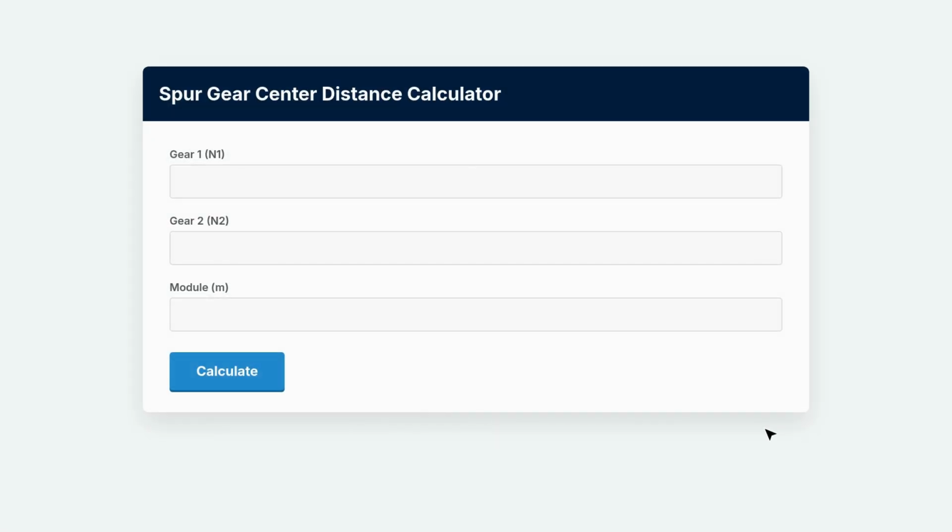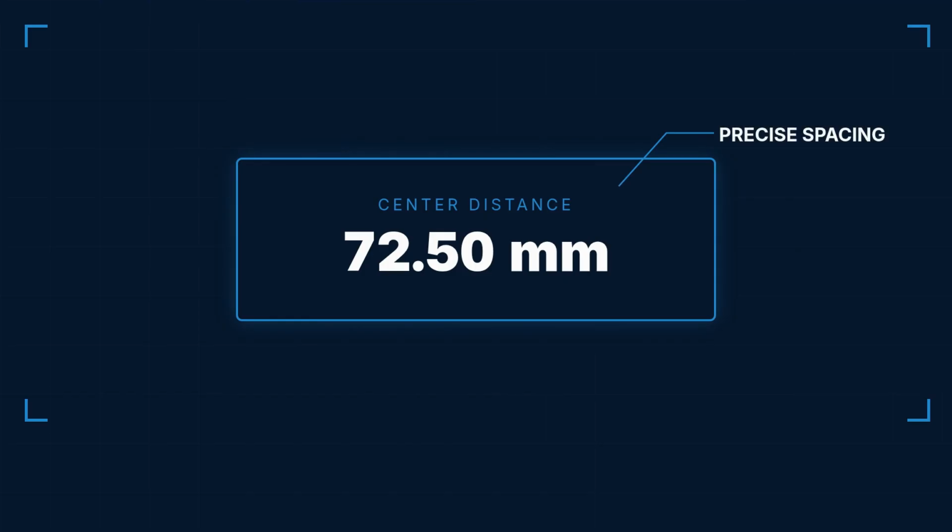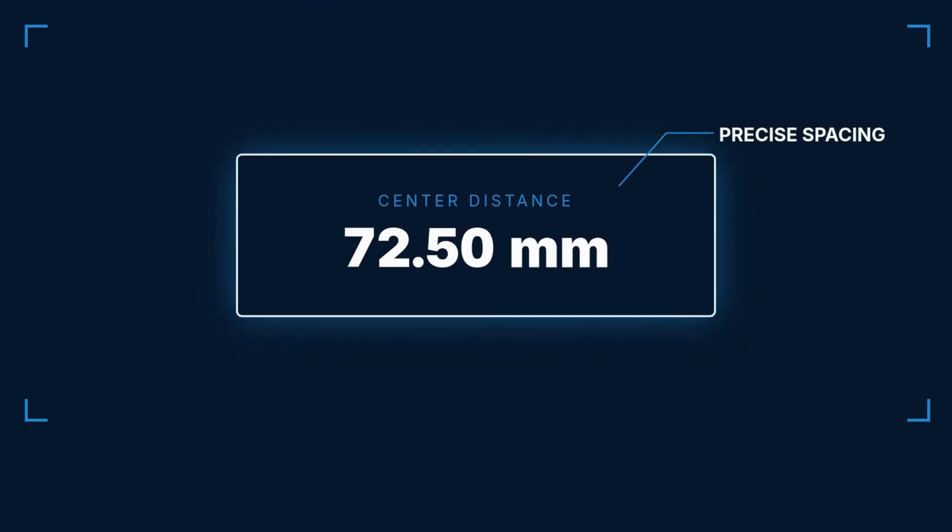For our example, I'll enter 20 teeth for gear 1 and 30 teeth for gear 2. I'll use a module of 2.5 millimeters, leaving the diametral pitch field empty since these are inverse measurements and you only need one. After clicking Calculate Center Distance, the Results section displays the calculated center distance between the two gears.